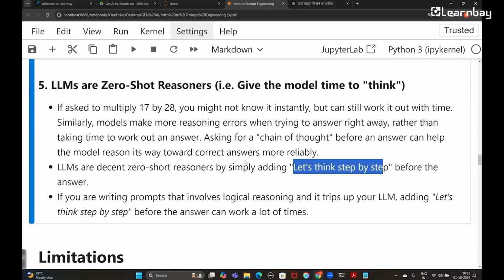What I'm trying to say is, when you ask some complicated things, at that time you have to ask this question, guys. Are you guys with me?